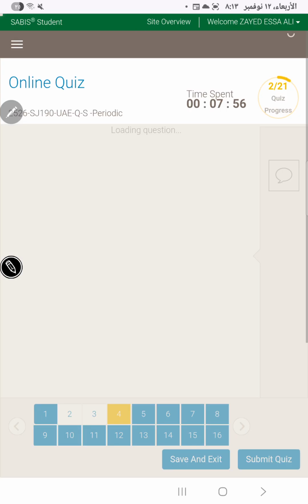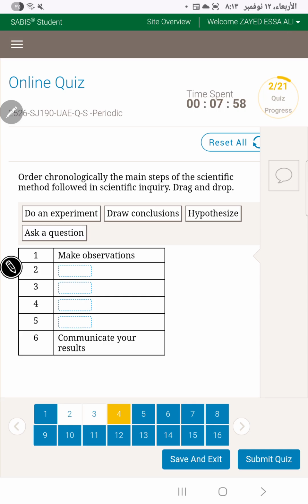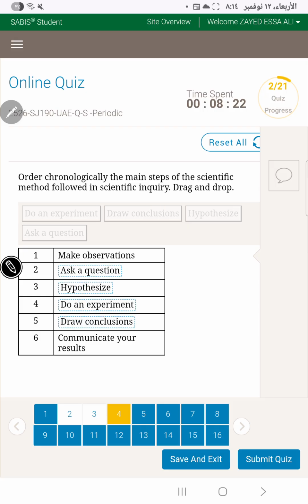Question number 4. Order chronologically the main steps of the scientific method followed by scientific inquiry, drag and drop. First step, we have make observation. Second step must be ask a question. Then next, we have hypothesis. Then do an experiment. Then draw a conclusion.